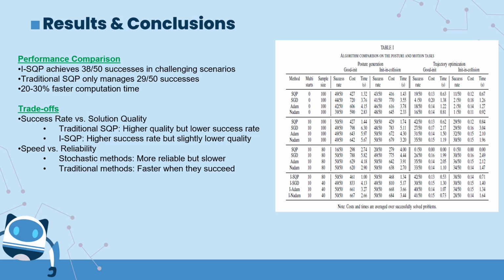So to talk about the results, ISQP achieves higher success than traditional SQP and it's 20 to 30% faster. There are definitely trade-offs, such as the solution quality being lower, but we have solved one of the biggest problems in the humanoid motion planning scenario.